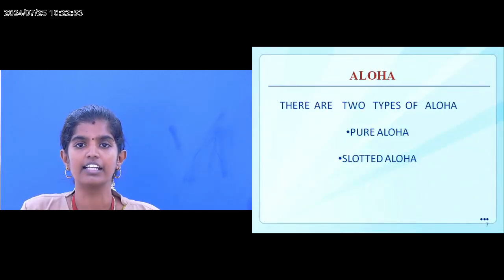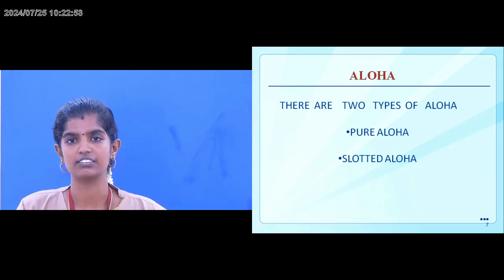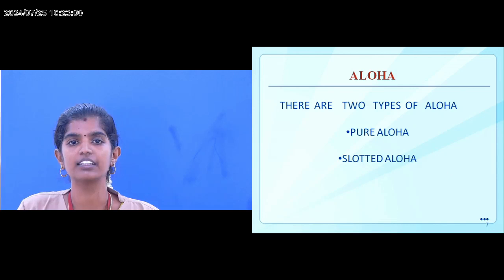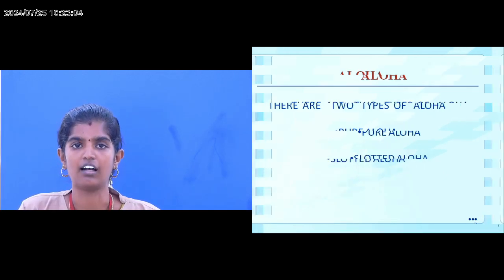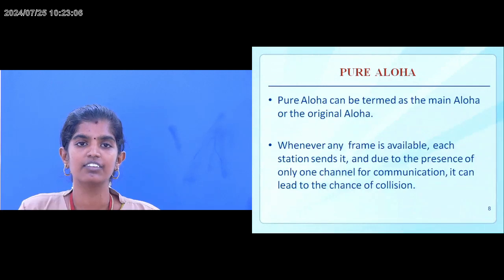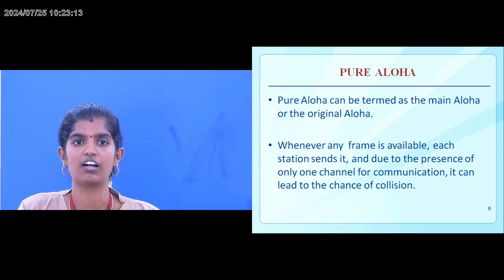Next we will discuss the types of Aloha. There are two types of Aloha available. The first one is pure Aloha and the second one is slotted Aloha. First we will see pure Aloha. Pure Aloha can be termed the main Aloha or the original Aloha.